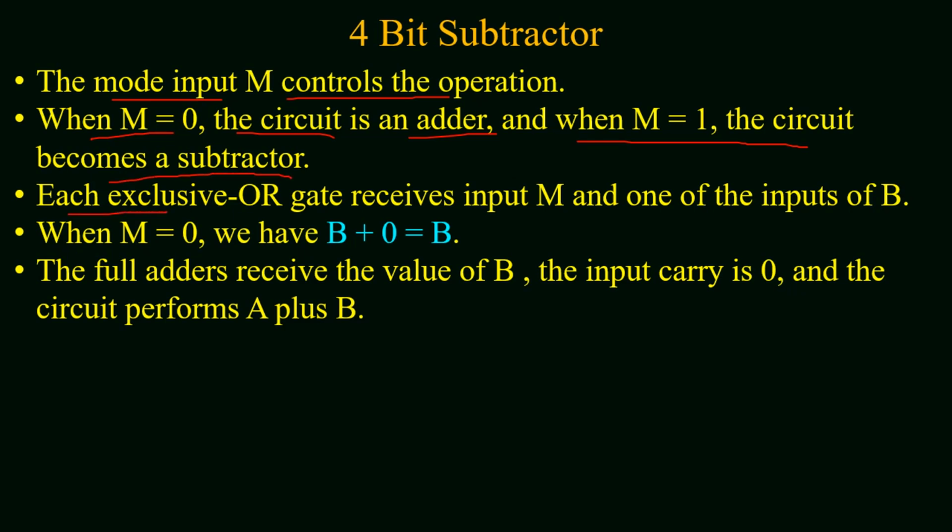Now each exclusive OR gate receives the M input and 1 input of B. So whenever M is equal to 0, we know the property of the exclusive OR gate, which says that B exclusive or 0 will give B. So the full adder receives the value of B, the input carry is 0, and the circuit performs the operation of A plus B.